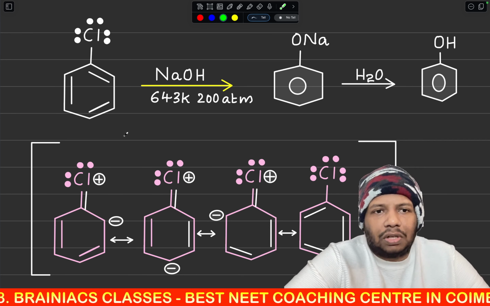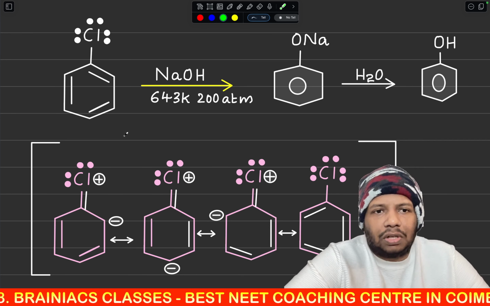Some students will ask, sir, do we need to learn this or not? Of course you need to learn this, because this is explained in your NCERT textbook under the chapter haloalkanes and haloarenes, especially in the section on haloarenes. They are not mentioning that it is the SNAr mechanism, but they have explained the steps very clearly. So let's see how this happens.